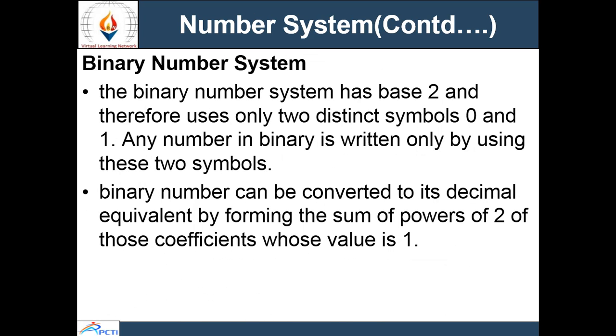Binary number system. The binary number system has base 2 and therefore uses only two distinct symbols, 0 and 1. Any number in binary is written only by using these two symbols. A binary number can be converted to its decimal equivalent by performing the sum of powers of two of those coefficients whose value is 1. It is equivalent to number 9 in decimal number system.